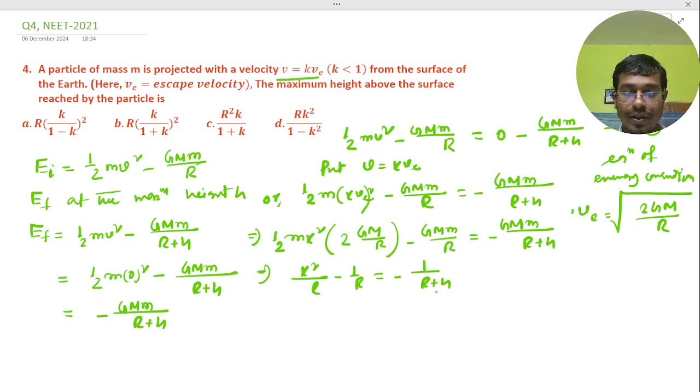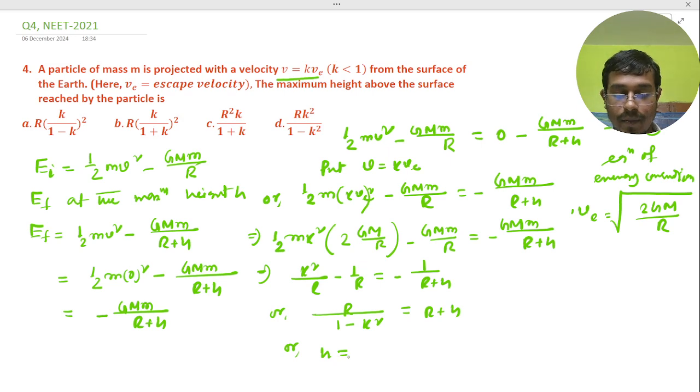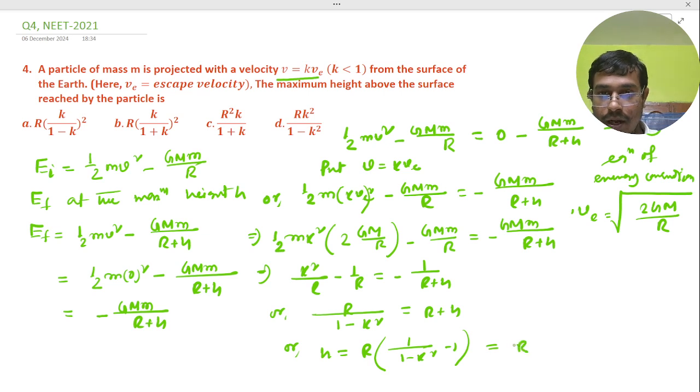The gmm just cancel out and we get the result, and from that we just get common here the r. So r by 1 minus k square would become r plus h. So now we have to calculate maximum height, so we just common r and get r common here, 1 by 1 minus k square minus 1, so it would become r k square by 1 minus k square.